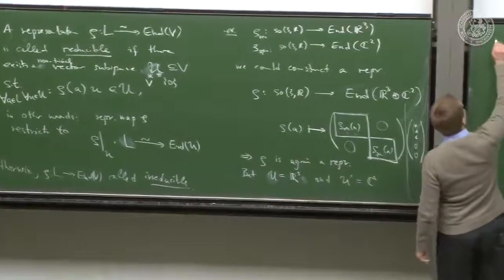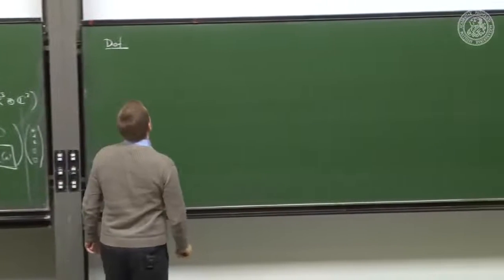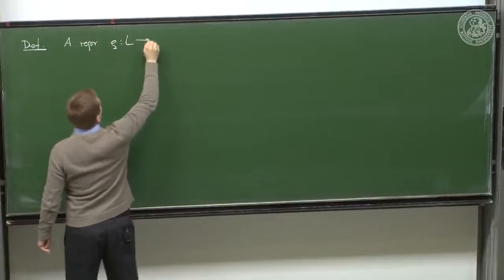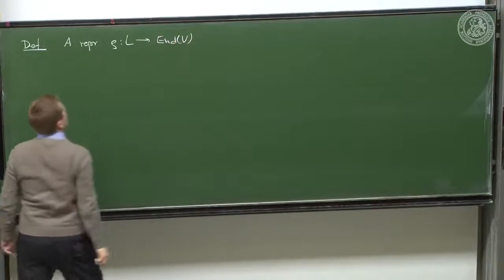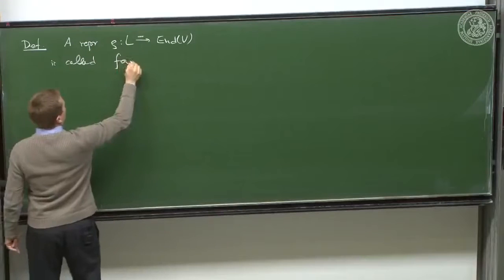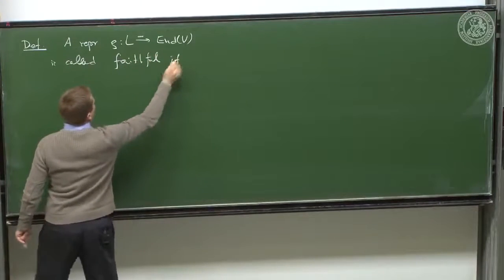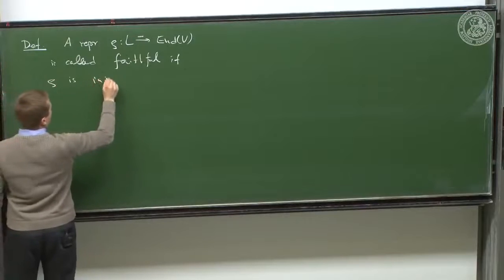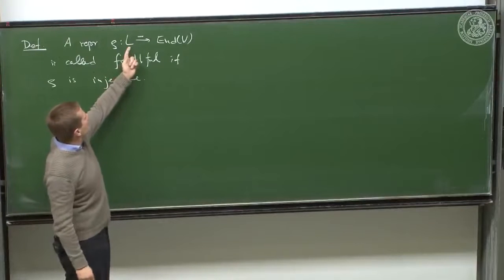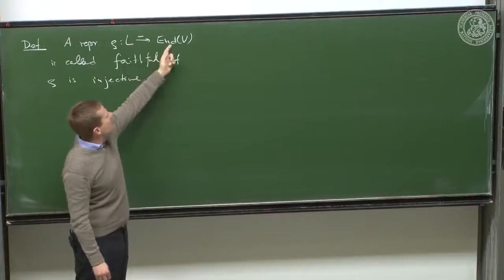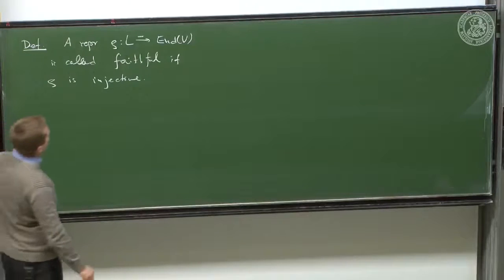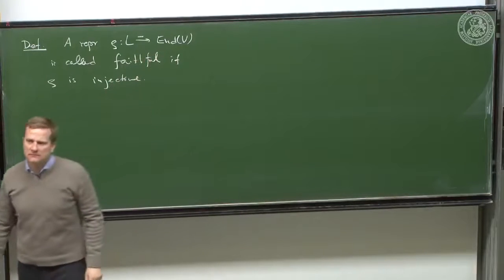Good. There's yet another definition one uses quite frequently, and that is a representation rho from L into End V over some representation space V is called faithful if rho is injective. So one Lie algebra element under the map rho doesn't hit the same endomorphism twice. Okay?